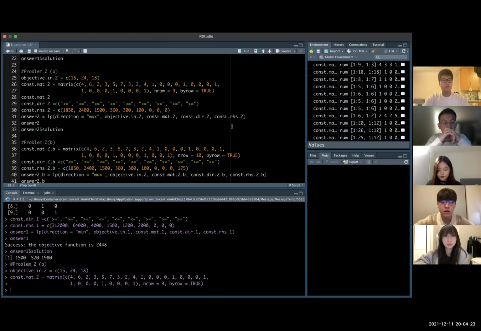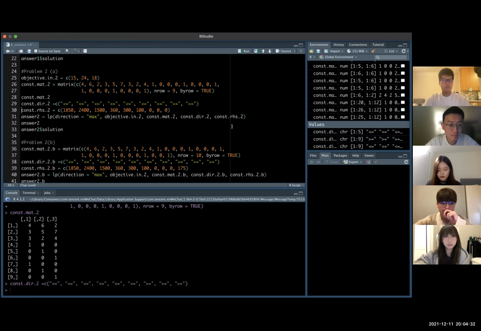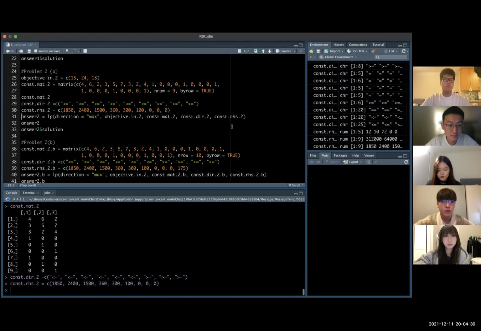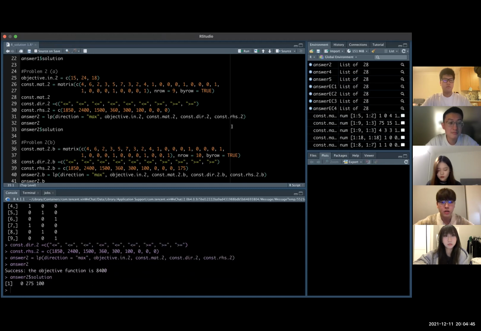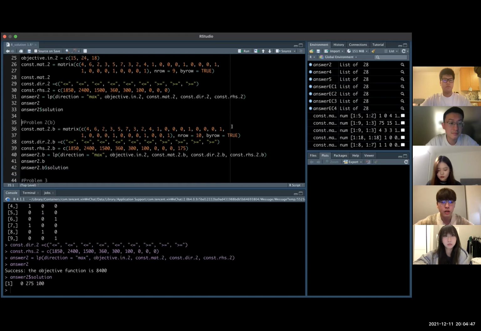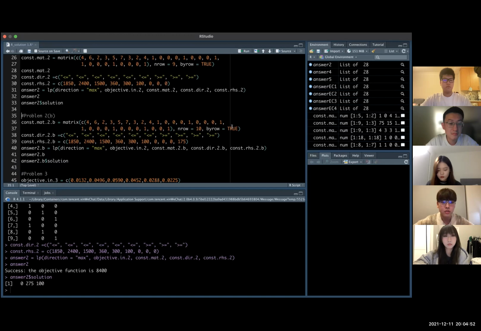We make it as a table with 9 rows and arrange every row. Run the matrix to show the table. And then we assign const.dir 2 as the greater equal and less equal signs for the 9 constraints. Next, we assign const.rhs 2 as the right-hand side values of the 9 constraints. And then we create answer 2 using the lp function with the direction set to maximize, putting in all the data mentioned before. At last, we run answer 2 and the solution status of answer 2 is success.